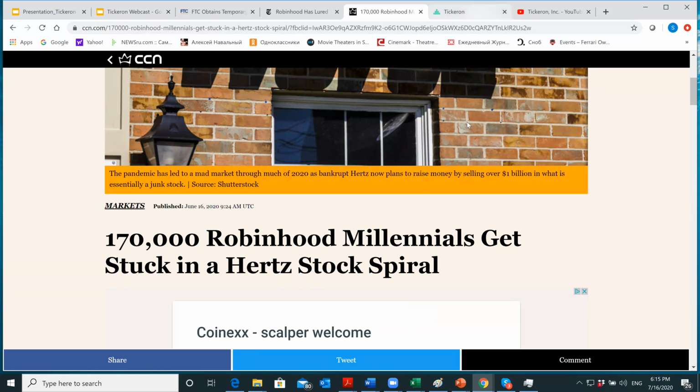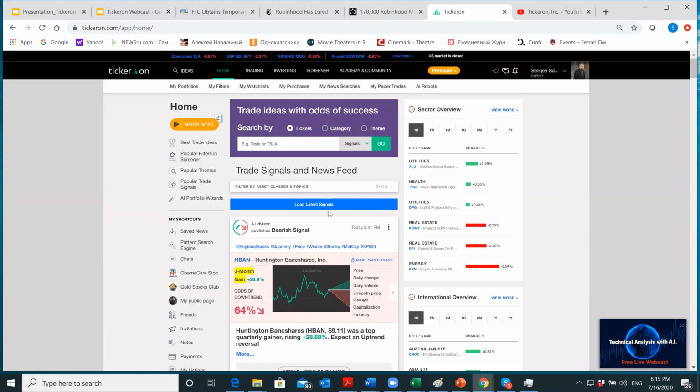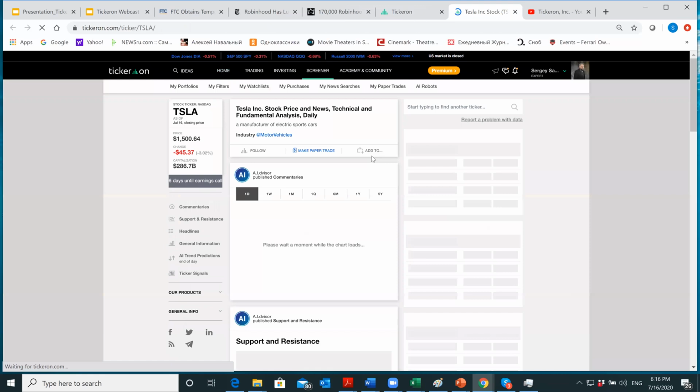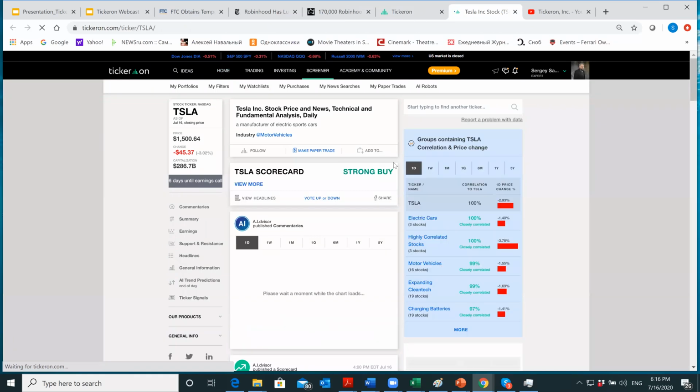Okay, so the very first thing, just very simple use. You see, if you type here Tesla, okay, so let me see. Yeah, Tesla, computer's slow today. So I'm going to go to signals. I'm going to go here, and then I'm going to get all the information about Tesla. And this is a Tesla scorecard.